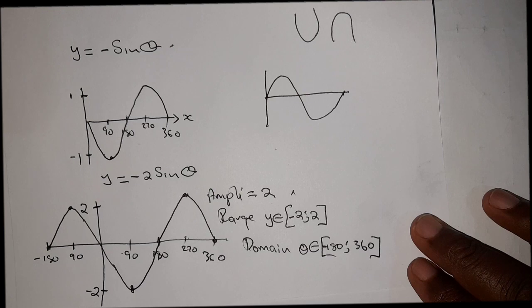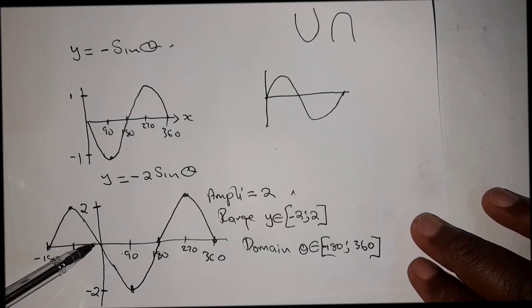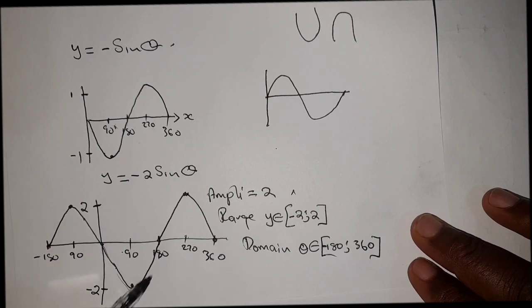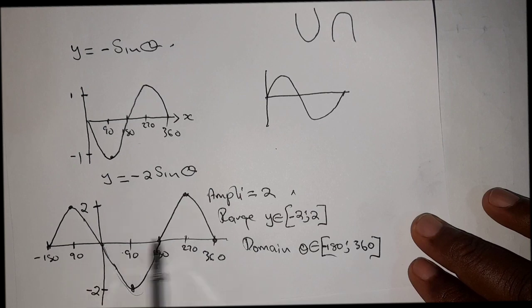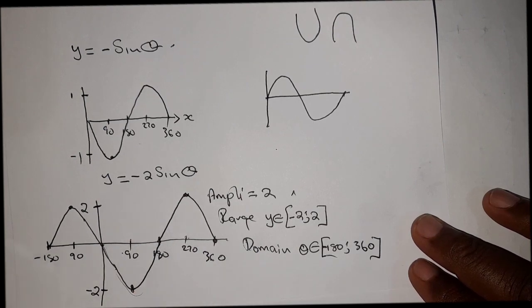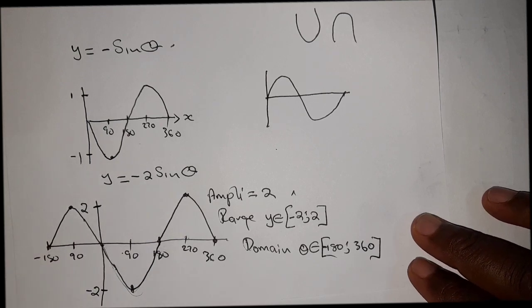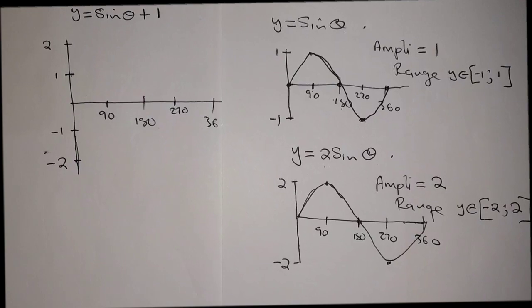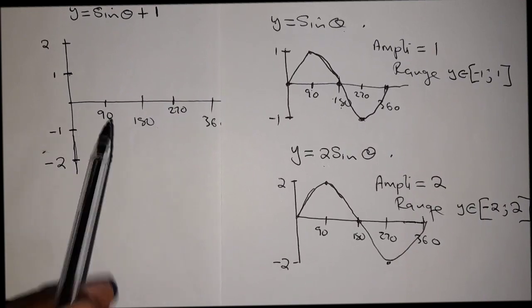My period, if you look at this one, starting from here, 1, 2, 3, so it's 360 degrees the period, just that because of the negative, it starts with going down, goes up, and then it goes down again, right? Okay, here is another one.